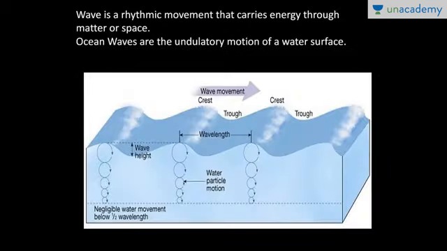Now, what is a wave? Wave is a rhythmic movement that carries energy through matter or space. This we study in physics as well, right? But in case of ocean waves, these are the undulatory motion of a water surface. You can see it here, the crest and trough. This is the undulatory motion of water surface.